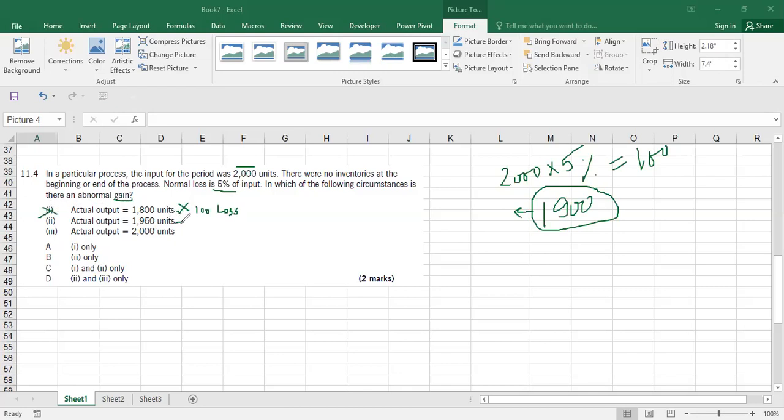They ask us to find out abnormal gain. Here you've got 50 units of abnormal gain and here you've got 100 units of abnormal gain. Okay, so this is correct. This is abnormal gain. This is abnormal gain. Option 2 and option 3, which means D should be your answer. Pretty simple.